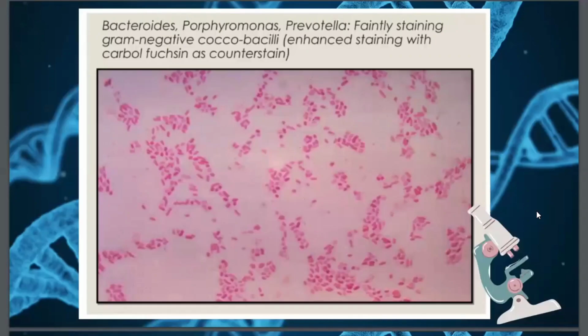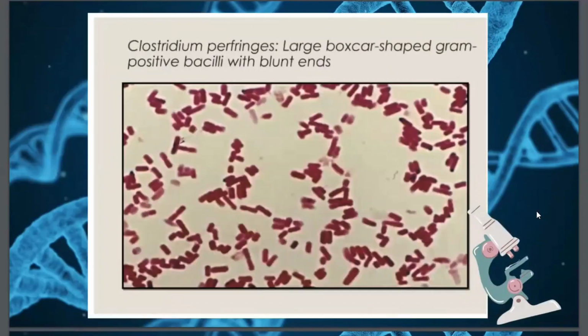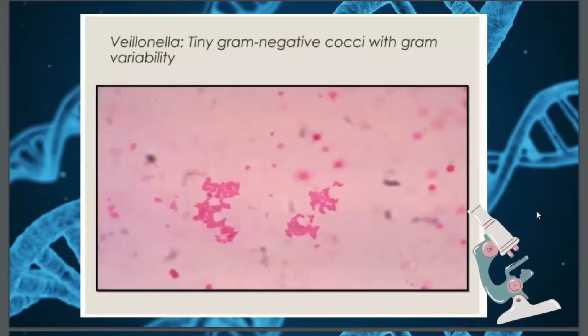So what are the bacteria? This one is Bacteroides, Porphyromonas, Prevotella, faintly staining gram-negative coccobacilli. Next one is Fusobacterium nucleatum, thin gram-negative bacteria with tapered or pointed ends. Next one is Clostridium perfringens, large boxcar-shaped gram-positive bacilli with blunt ends. And also Veillonella, tiny gram-negative cocci with gram variability.